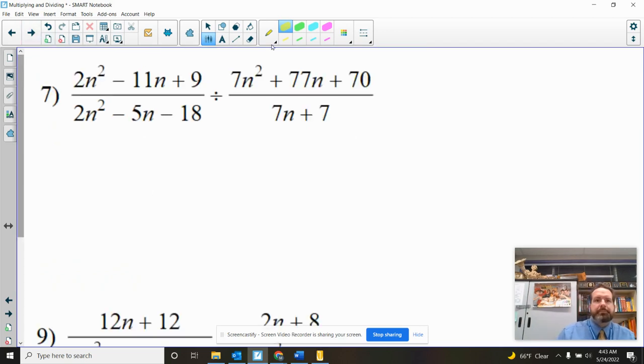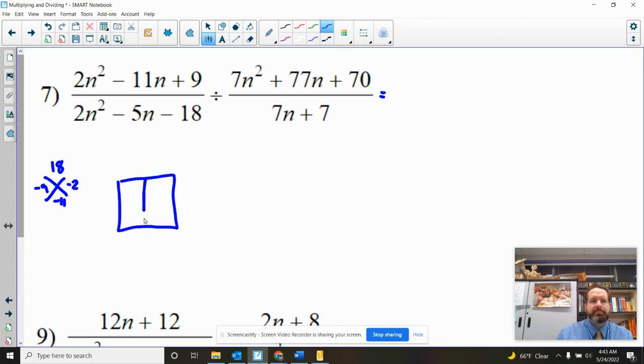Next up. For this first one, no GCF, so I'm looking for two numbers that multiply to 18, add up to negative 11. That's going to be negative 9 and negative 2. 2n squared and a 9. So that's going to leave us with a 2n minus 9 and an n, and then minus 1. So there's the first set of factors.